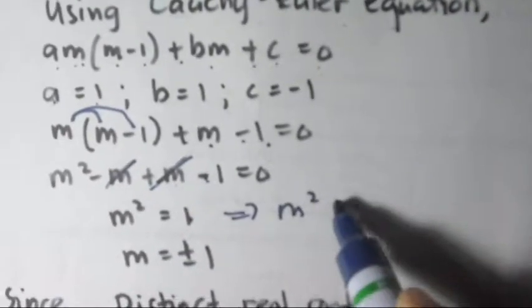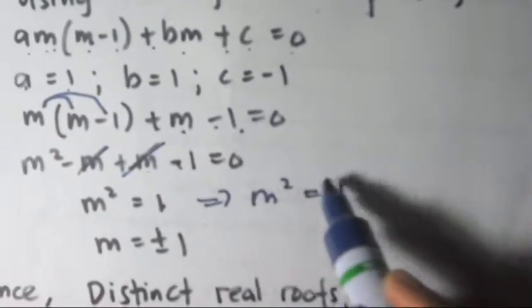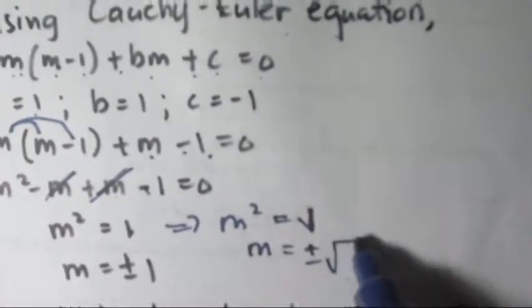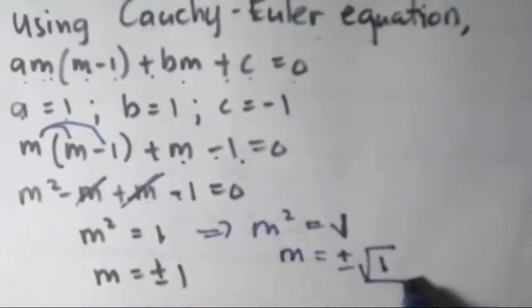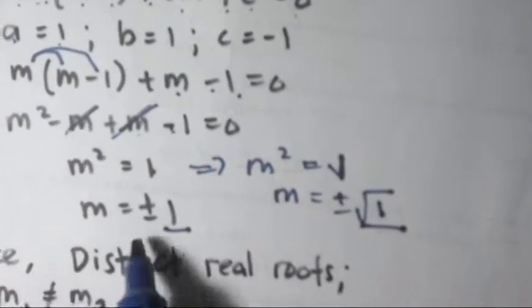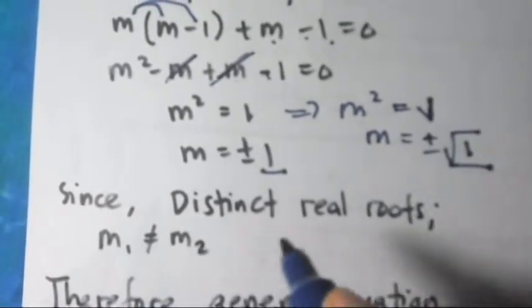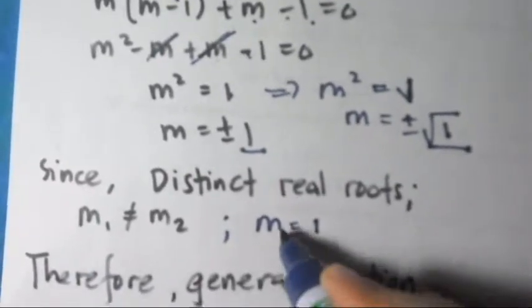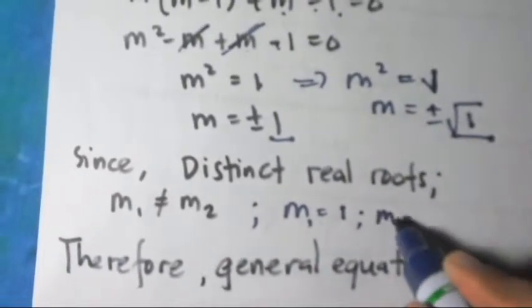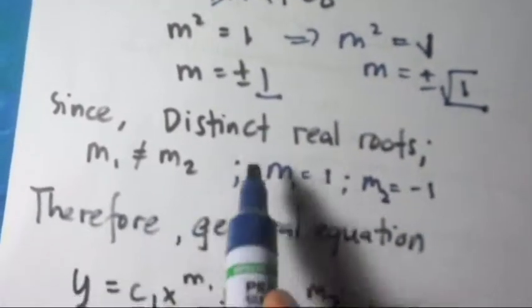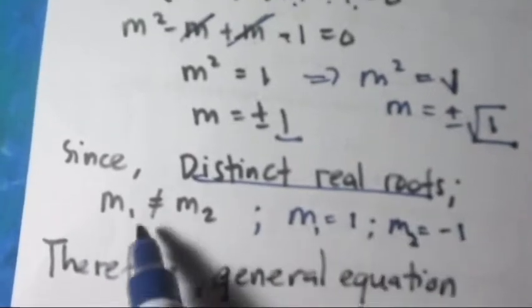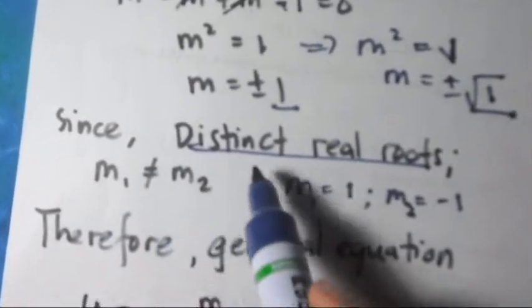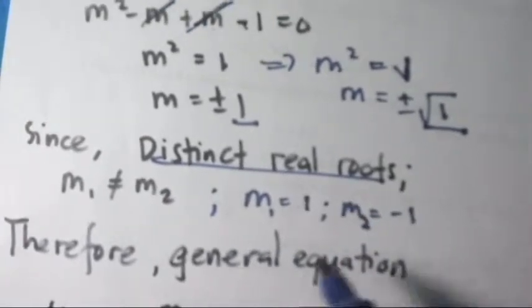And now, when we have m squared, we must take the square root. Therefore, m will be plus or minus the square root of 1. We know that the square root of 1 is 1. Therefore, we have two values of m, m1, which equals positive 1, and m2, which equals negative 1. And now, considering these two values, they are not equal. Therefore, these are distinct real roots.